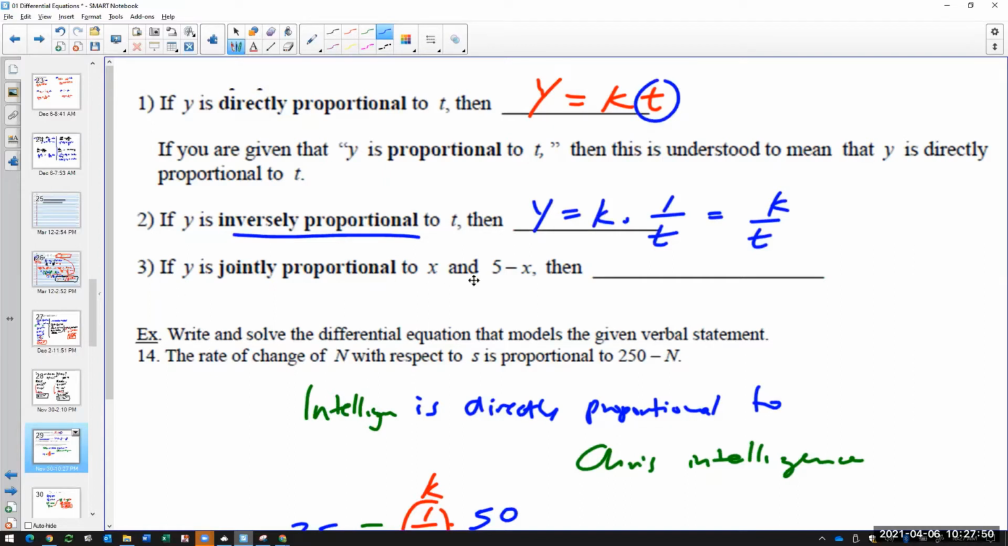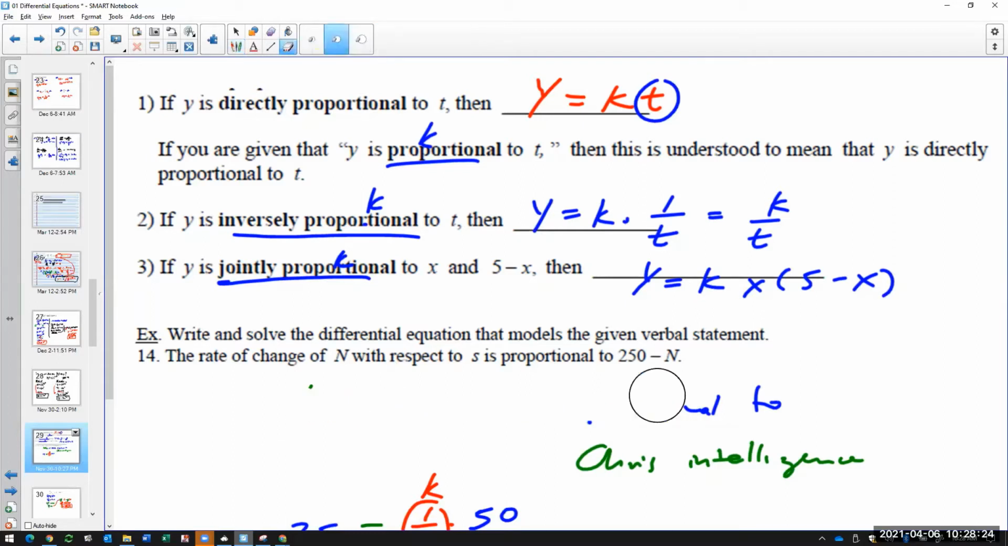If Y is jointly proportional, what jointly proportional means is actually all these things proportional. When you see the word proportional, you just put a K there. That's all it means. If it says inversely, it means you flip it. If it doesn't say anything, that means you leave it. If it says X and 5 minus X, first you put a K, then you just put X times 5 minus X, because Y is proportional to both the X and the 5 minus X. So you just put them next to each other, and you don't forget the K, because K is what we call the proportionality constant.